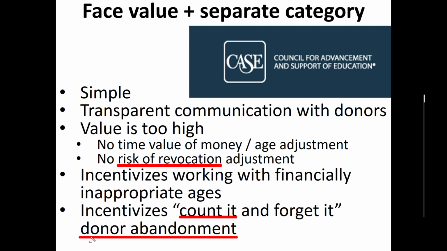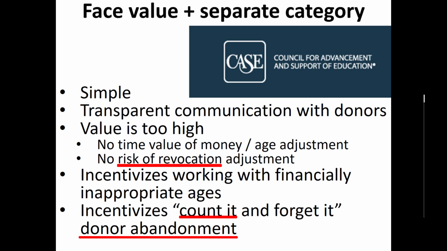because it tells the fundraiser, you will get no reward for maintaining these relationships such that there is not revocation of the gift all the way until the end of life. Your reward is to engage in count it and forget it. Go out and start as many relationships as possible, and once they're started, do not stay in contact with those individuals, because you will receive no rewards for staying in contact with those individuals. So those are some of the problems with that approach.